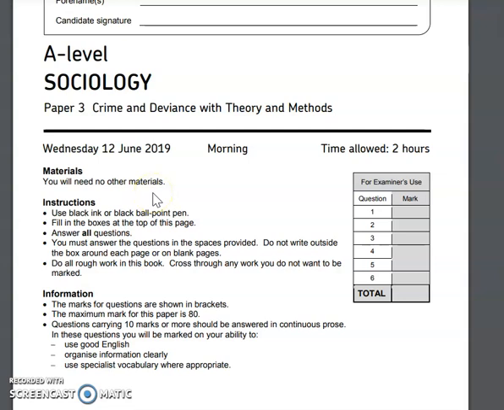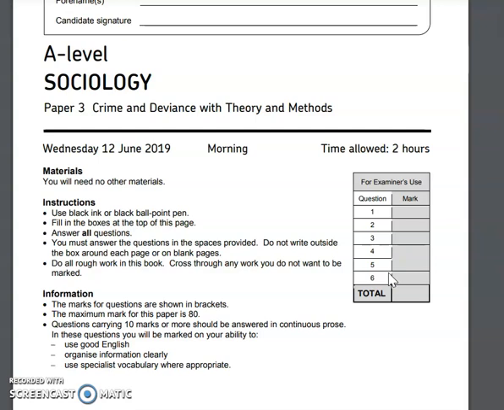As always with the exam papers for Sociology AQA, you will need to write in black ink or black ballpoint pen and make sure that you are answering all the questions. So like paper 1 and paper 2, you will be answering 6 questions. Now on this paper there are only 6 questions available, so you answer all of them. You must answer them in the space provided.